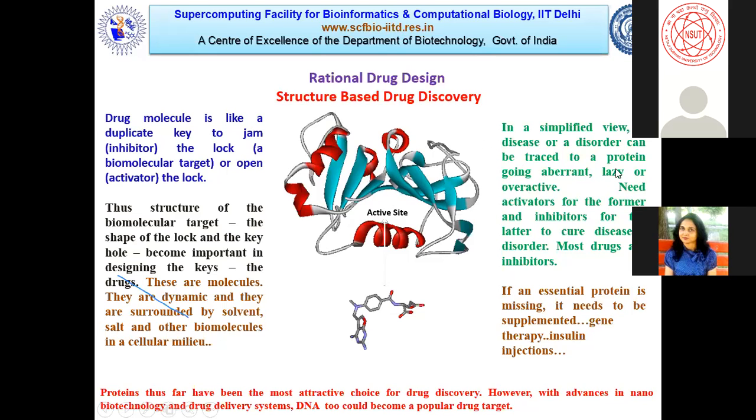Well, it says either a protein is going crazy, being either overactive or underactive. If it's overactive, you have to come up with a molecule which will slow it down. If it's underactive, then you need an activator.